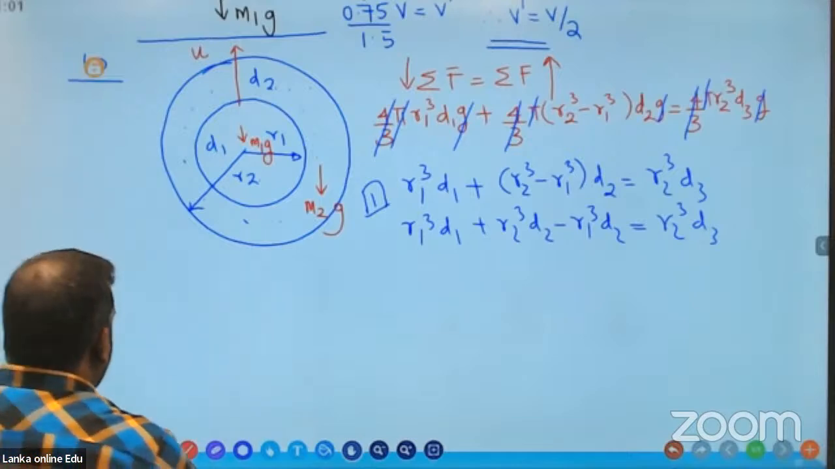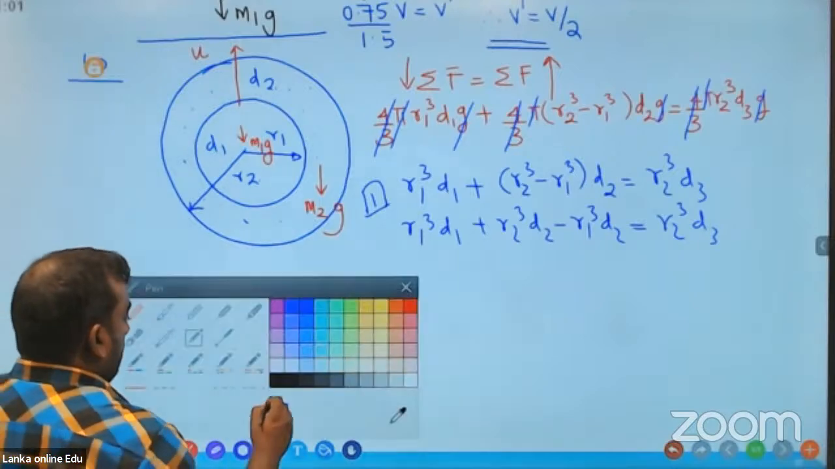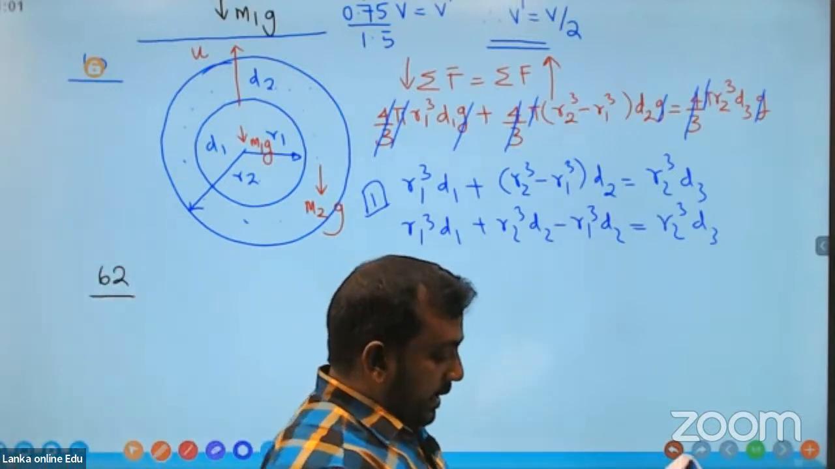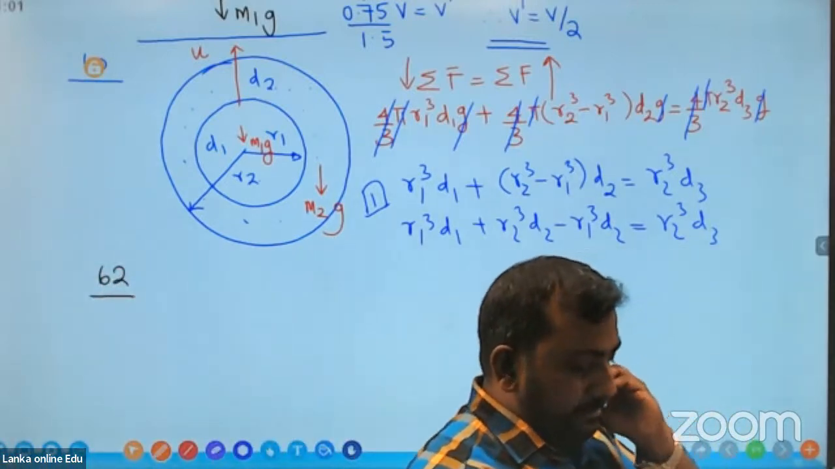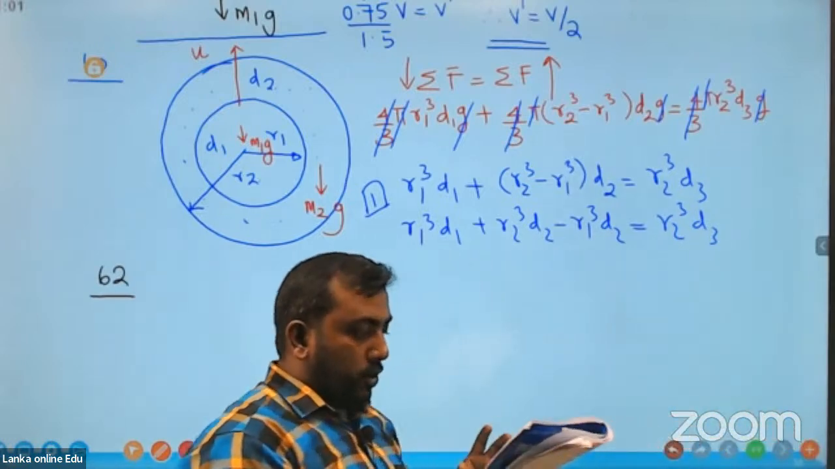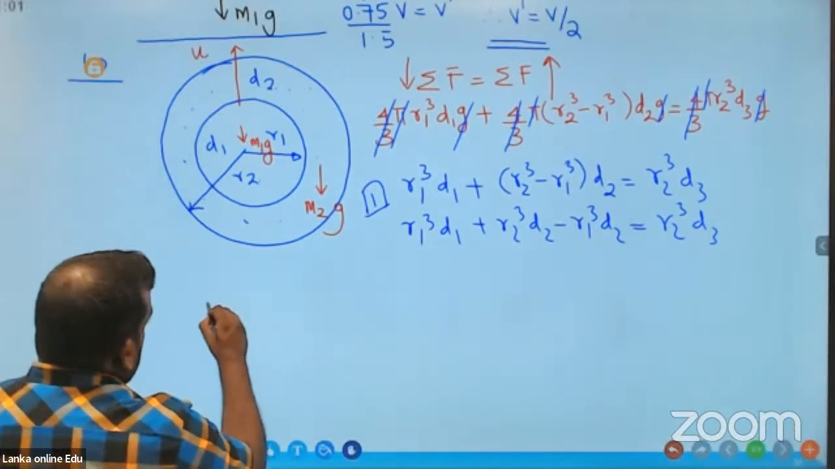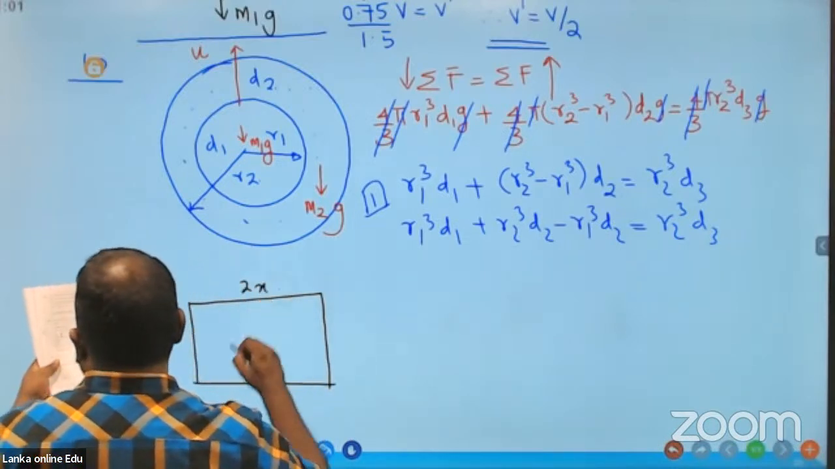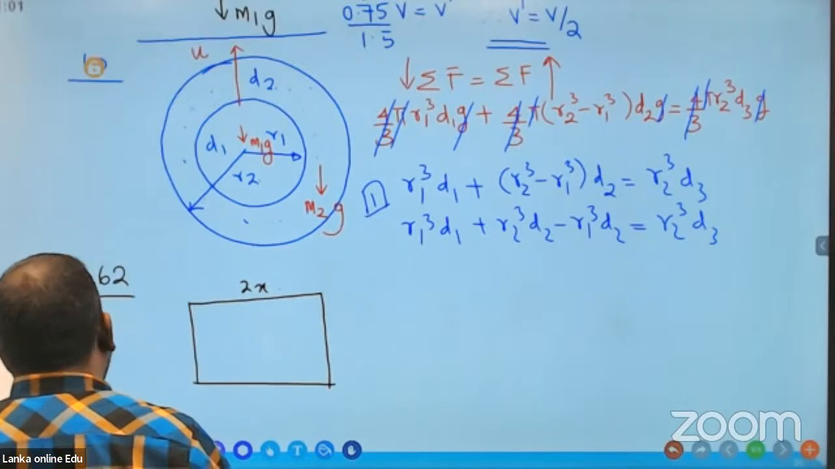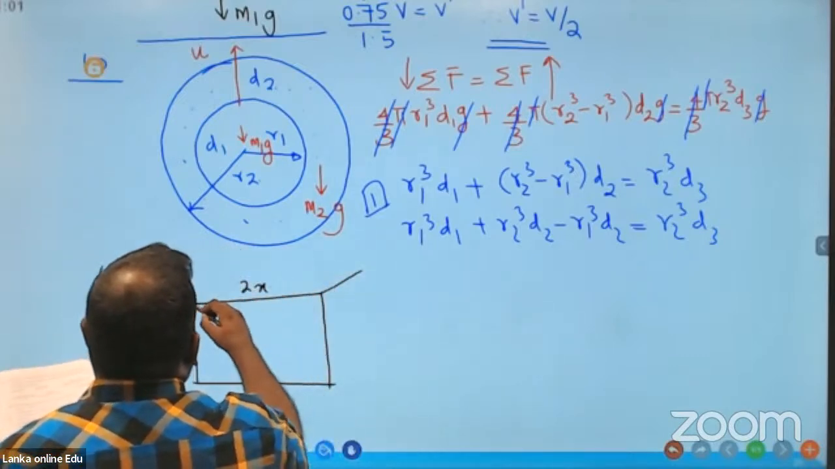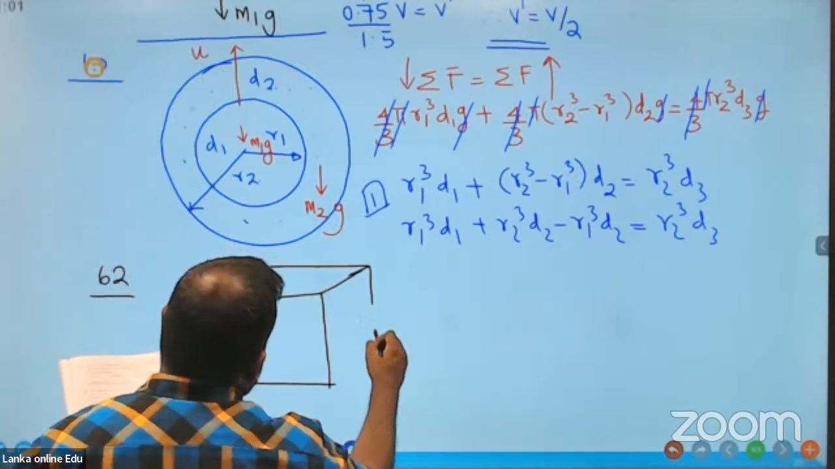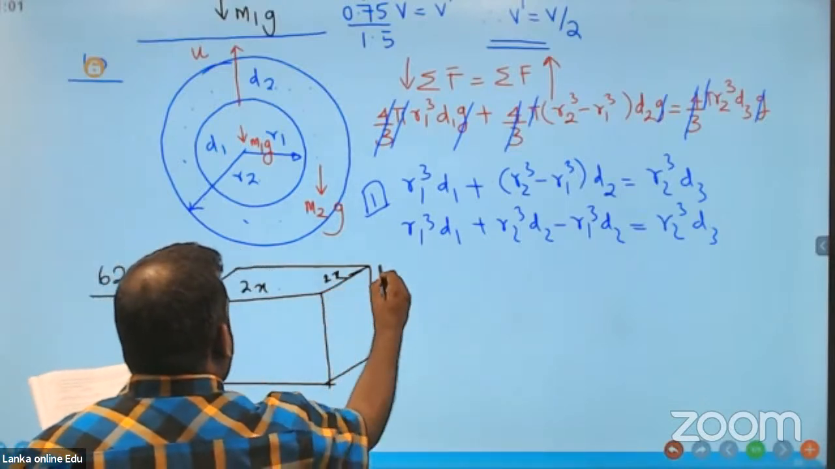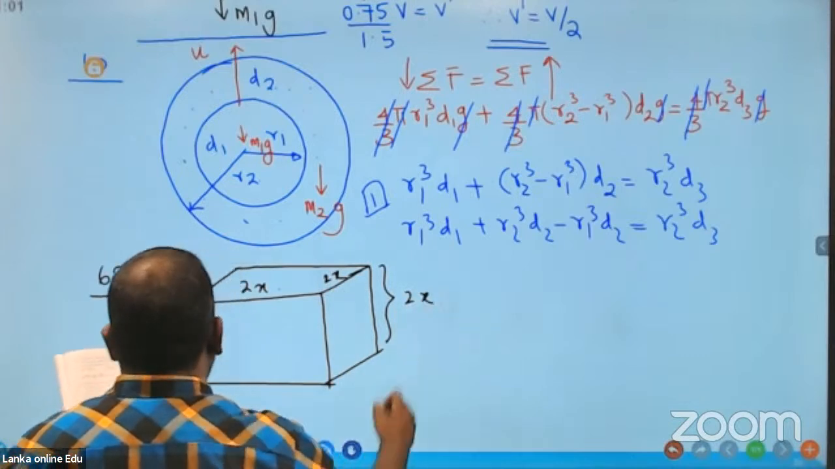Question 62. A solid cube of plastic mass m, length 2x, floats in water. Solid cube. Cube means all sides are equal. Right. Here also 2x. Don't forget here also 2x.